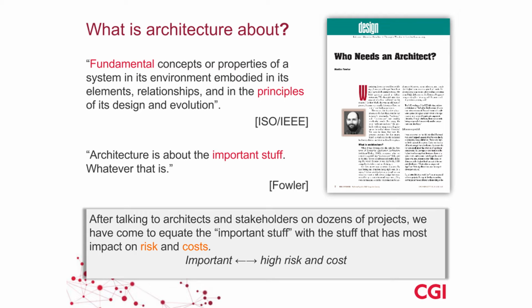And if you can get a hold of this excellent paper, it's in IEEE Software. It's from 2005, I think, and you should get it. It's a very nice read. But important, you know, is not an objective, it's a subjective concept. So what we figured out after a while, and this was all in the context of how we were doing architecture at CGI, or Logica, as it was called at the time, is that what's important, you can actually equate to the impact in terms of risk and cost.